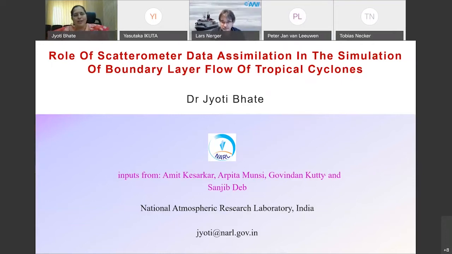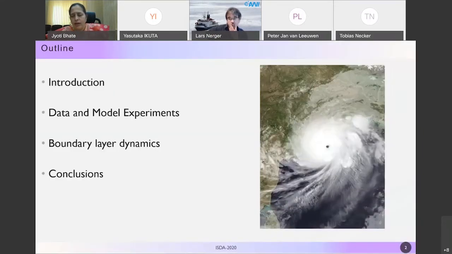So I will be talking on the role of scatterometer data assimilation in the simulation of boundary layer flow of tropical cyclones. I'm working in the National Atmospheric Research Laboratory, and my research collaborators are Arpita Munshi, Govindan Kutti, and Sanjeev Dev. This is the outline of my talk. I will give a brief introduction to data, model, experiment, what is boundary layer dynamics, and then the conclusion.